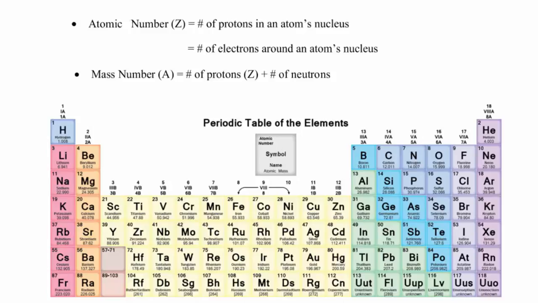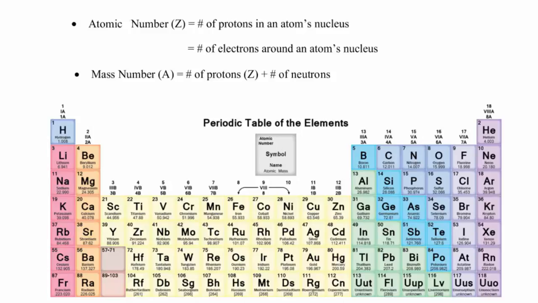The second thing is the mass number, which is denoted with the symbol A. And this is the number of protons plus the number of neutrons. So remember that our mass comes from the nucleus of the atom. And in the nucleus of the atom, the protons and the neutrons reside. This is where our mass is, which can be calculated by adding the protons and the neutrons.